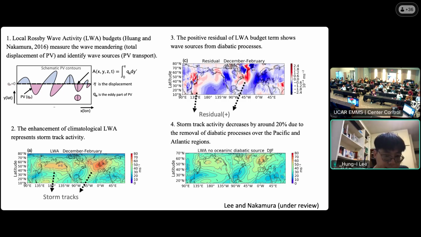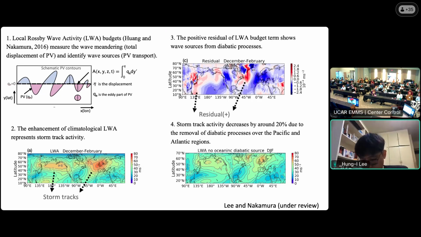Moving on to the bottom left figure, this gives you the climatology of local wave activity during wintertime from the ERA5 reanalysis data. You see strong wave activity over the Pacific and Atlantic Oceans, which are representative of the storm track regions. The upper right panel is the residual part of the budget. The residuals tell you where PV is not conserved but still generating wave activity, especially in the Western Pacific and Northwestern Atlantic, where you have the positive sign with red shading. Those are likely from diabatic processes.